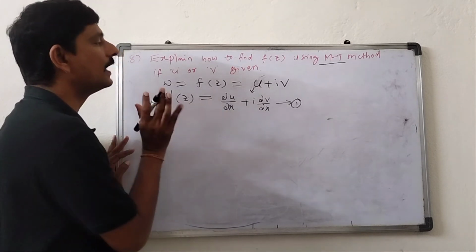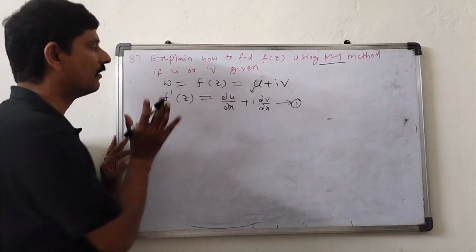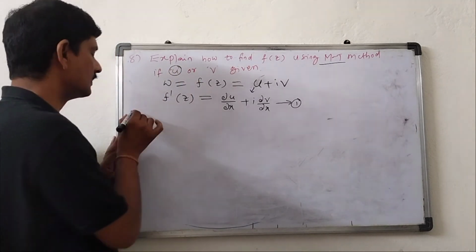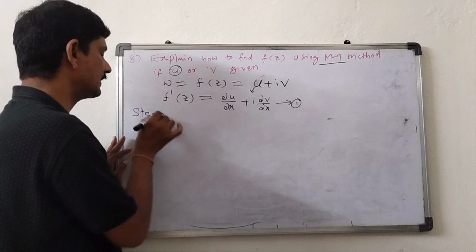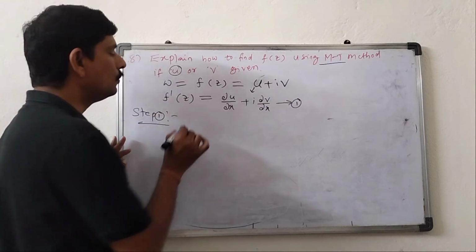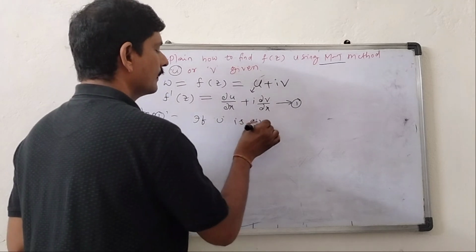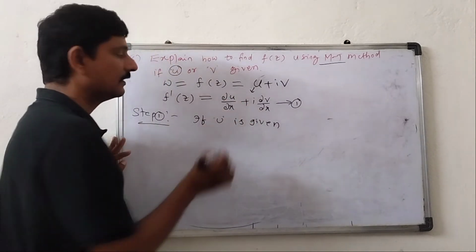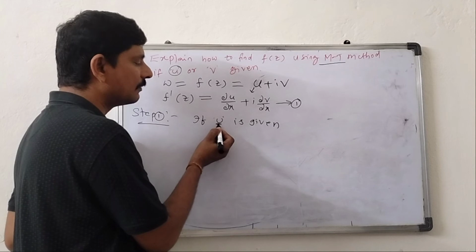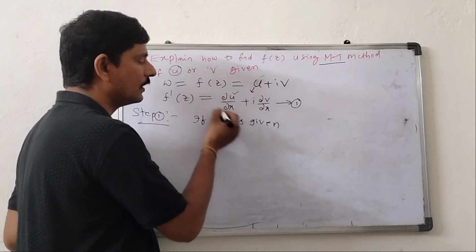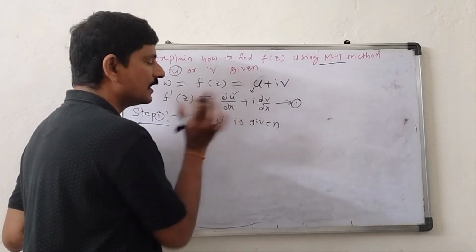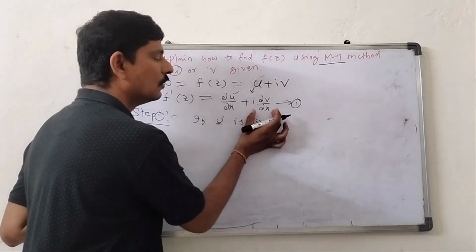Now observe what is given. It is very important. What is given? u is given. Just assume that u is given. So step number 1: if u is given, that means u is in our hand, so we can find dou u by dou x. The dou u by dou x value is in our hand, so there is no need to change this. What should we change? Dou v by dou x.